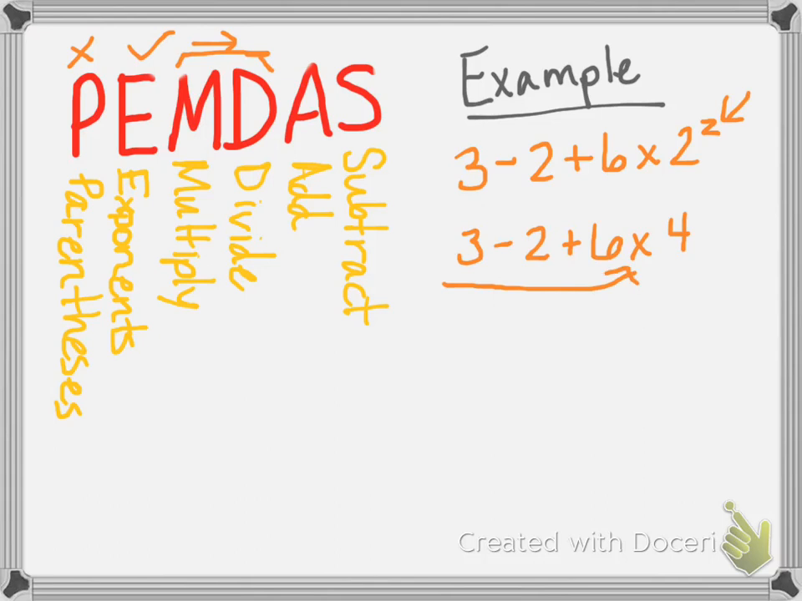Next step is multiplication and division from left to right. The first multiplication or division problem we have is 6 times 4. So now we have 3 minus 2 plus 24. Now we can do addition and subtraction from left to right.